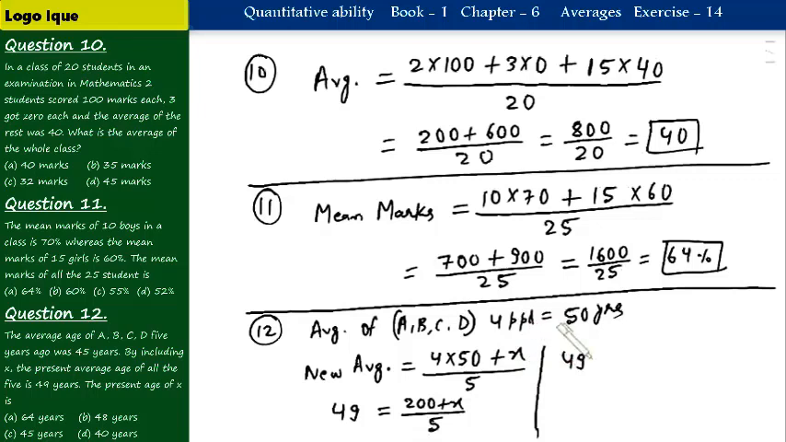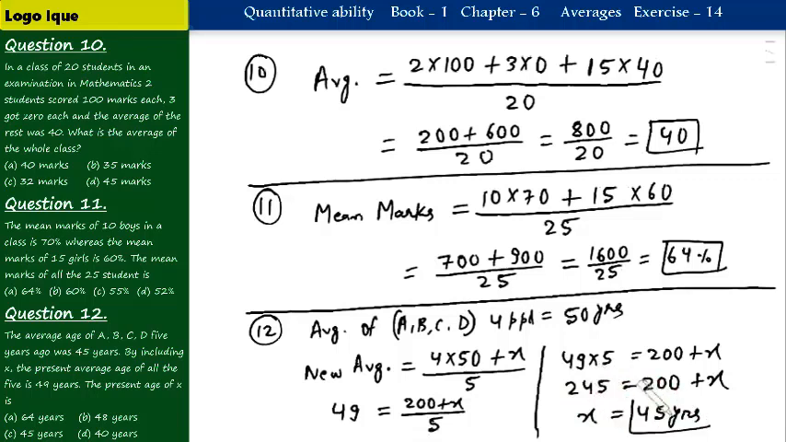So if you cross multiply, it becomes 49 into 5 is equal to 200 plus X. 49 into 5 is 245, equal to 200 plus X. So that means X is equal to 45 years. Okay, so this is a simple, straightforward question.